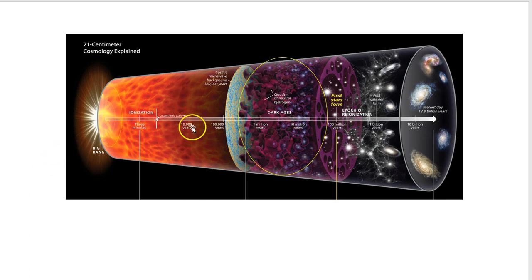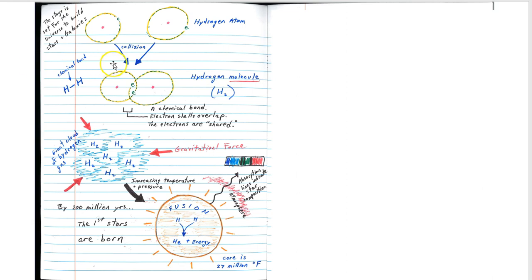In the last lesson, we ended the story here in the Dark Ages, where hydrogen and helium were present, but no stars had formed yet. Well, that will change. Hydrogen atoms can join to form hydrogen molecules, and this is hydrogen gas, and giant clouds of these hydrogen molecules were compressed under the force of gravity.